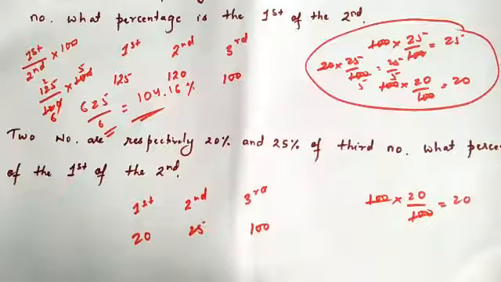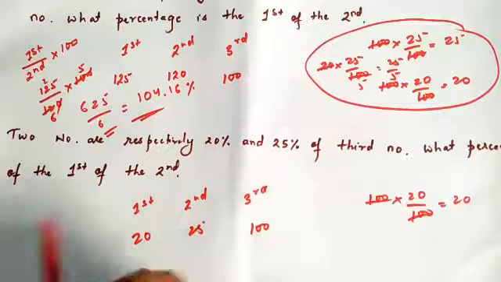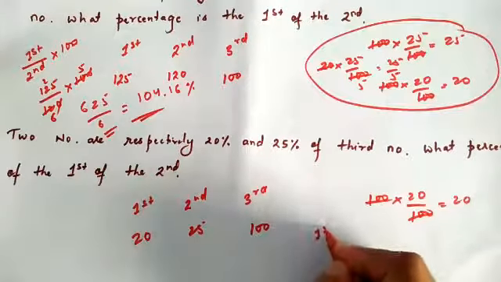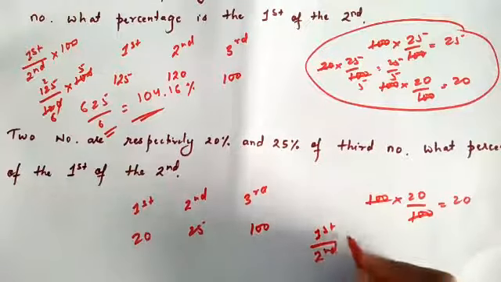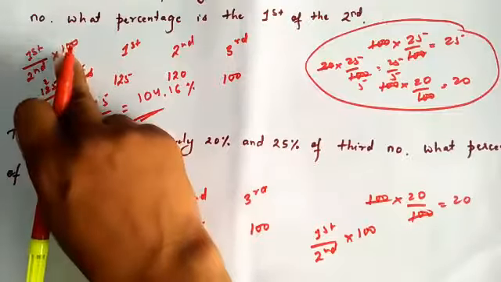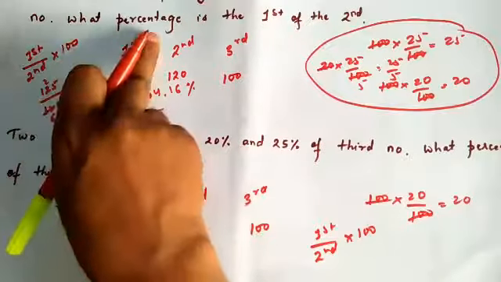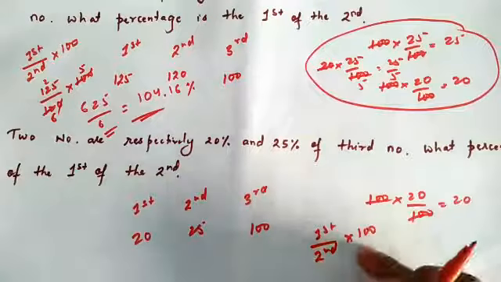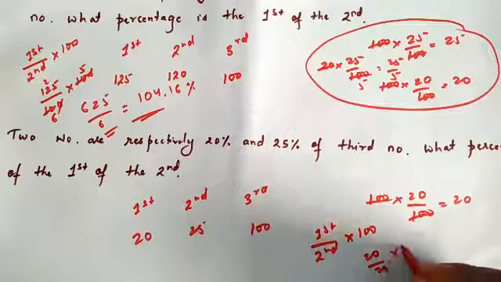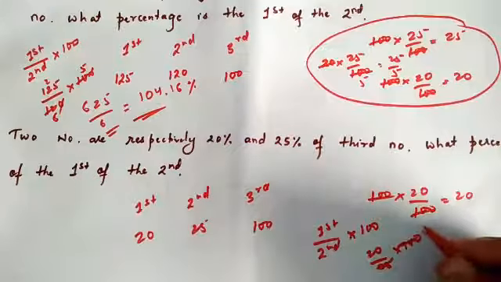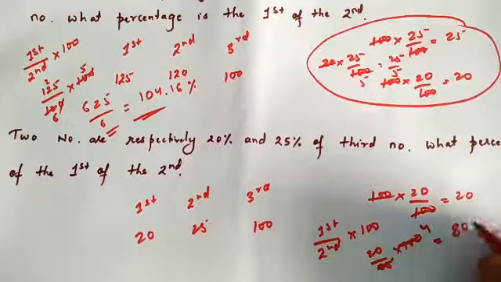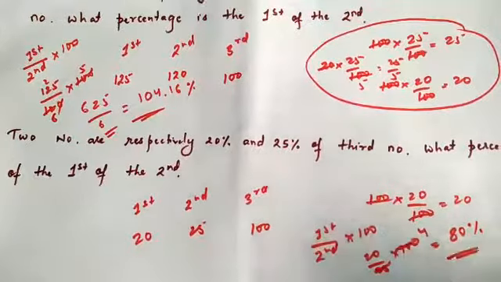What percent of the second is the first? Okay, I have to find a percentage, so I'm multiplying by 100. In this case also I multiplied because we are finding the percentage. So the first number is 20 and the second number is 25, into 100. After calculations that comes 4 times 25, and that is 80%, which is the required answer.